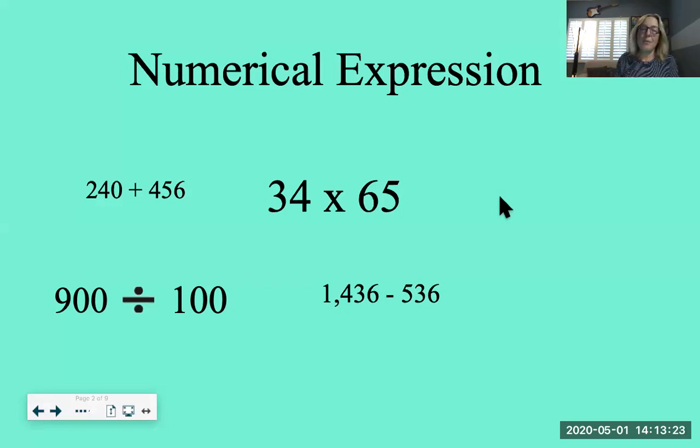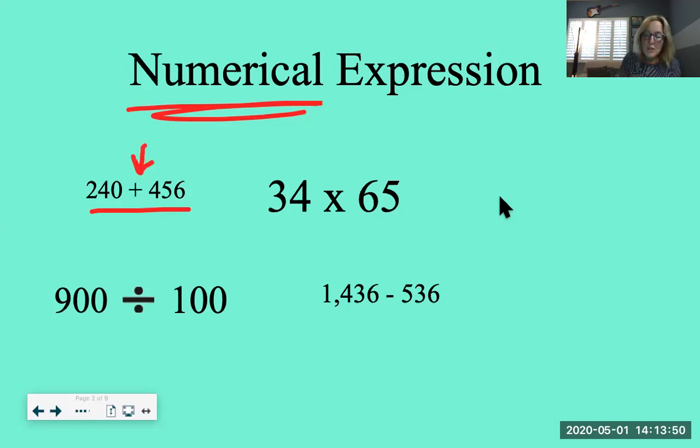So a numerical expression contains numerals. Numerals are another word for numbers. So when you have an expression, you don't have an equal sign, right? It is just sort of like a phrase, not a complete sentence. So all of these are examples of numerical expressions because they involve numbers and they involve some kind of operation. So addition here, multiplication here, division, and subtraction. And they only are using numbers in those expressions, no variables.